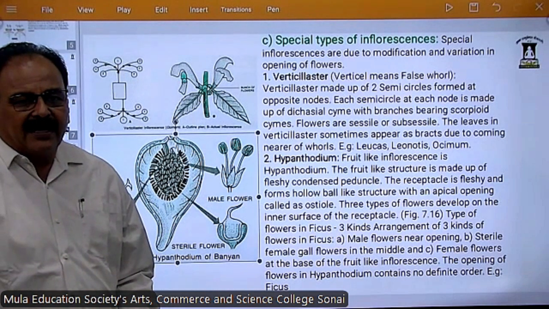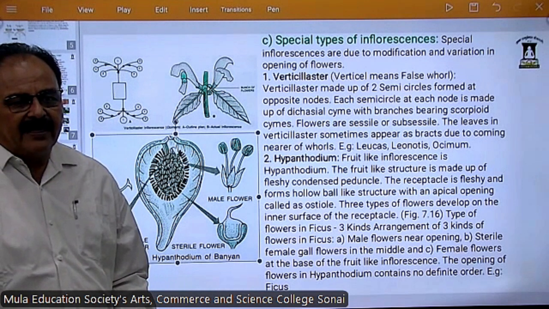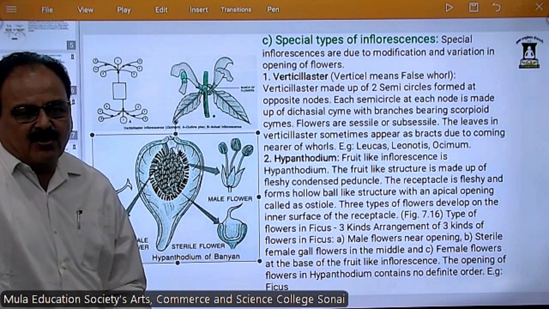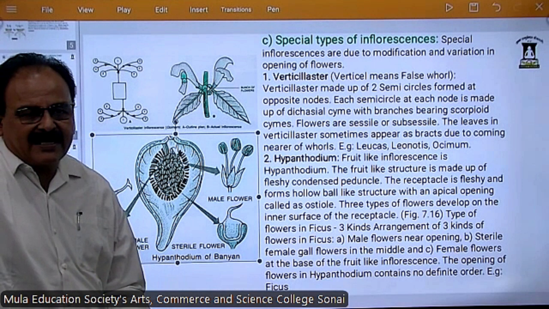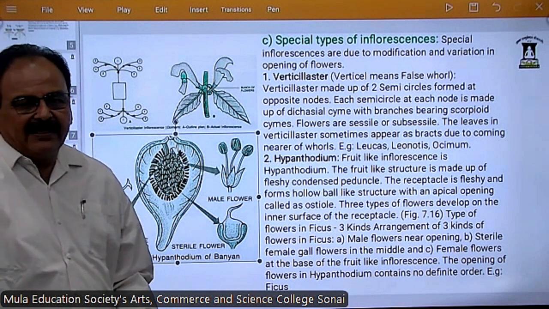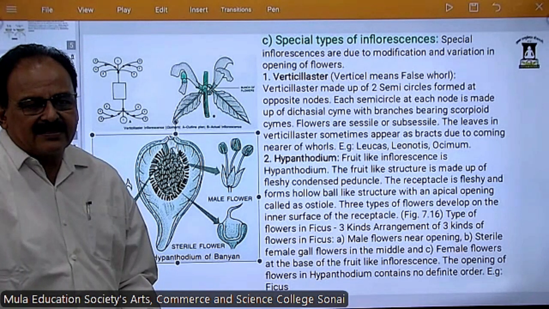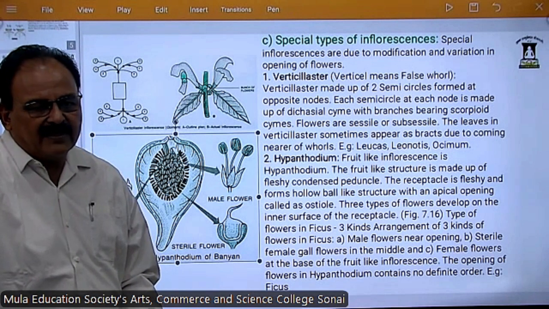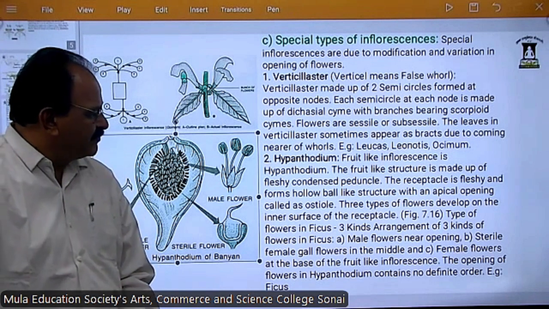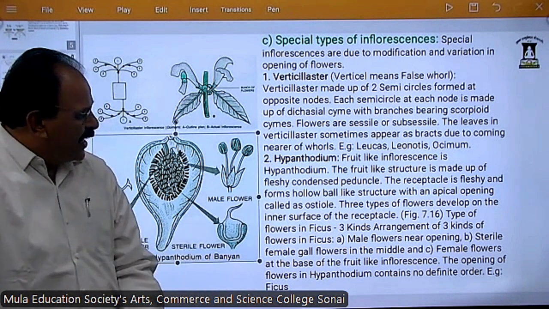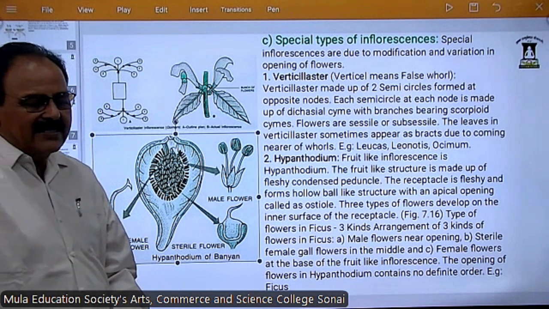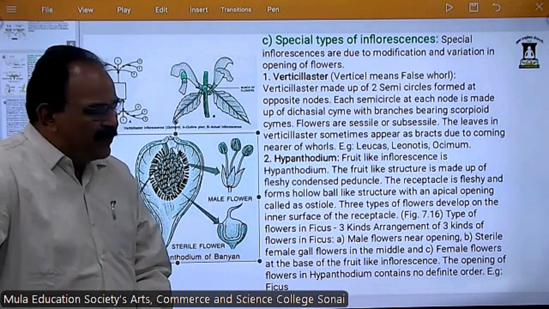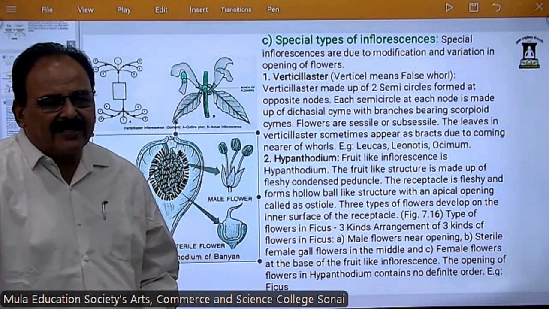Each semicircle at each node is made up of a dichasial cyme with the branches bearing scorpioid cyme. Flowers are sessile or subsessile. The leaves in verticillaster sometimes appear as bracts due to the coming nearer of whorls, and the example is Ocimum sanctum. Then the second type is hypanthodium. The example is Ficus. Fruit-like inflorescence is hypanthodium. The inflorescence looks like a fruit.